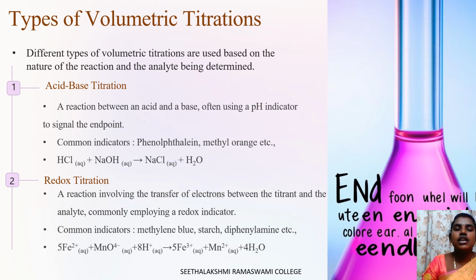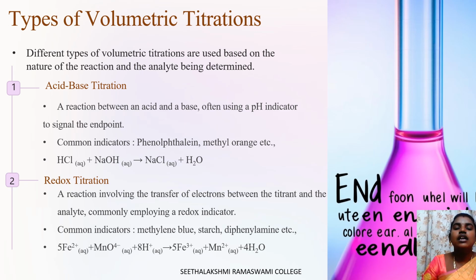Acid-base titration is a reaction between an acid and a base. Common indicators used for this type of titration are phenolphthalein, methyl orange, etc. The example for this type of titration is a strong acid, that is HCl, and a strong base, sodium hydroxide, reacting to give sodium chloride, that is salt, plus water. In this type of titration, we can determine the concentration of the HCl.